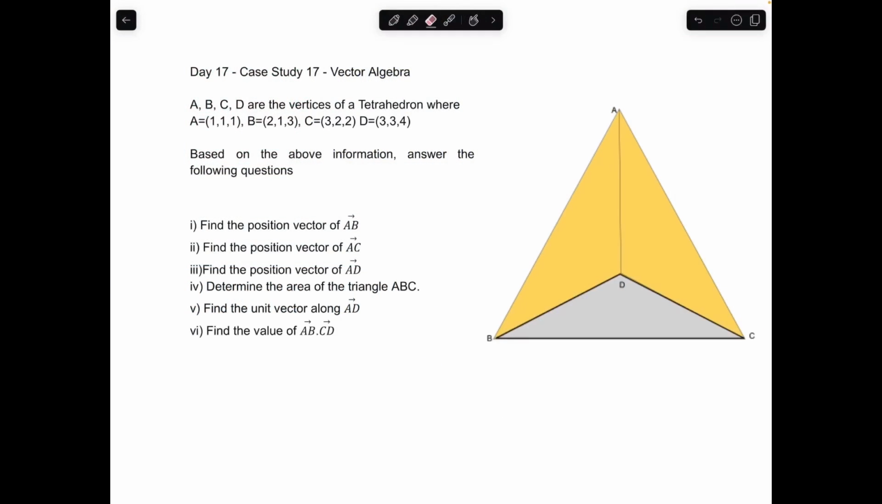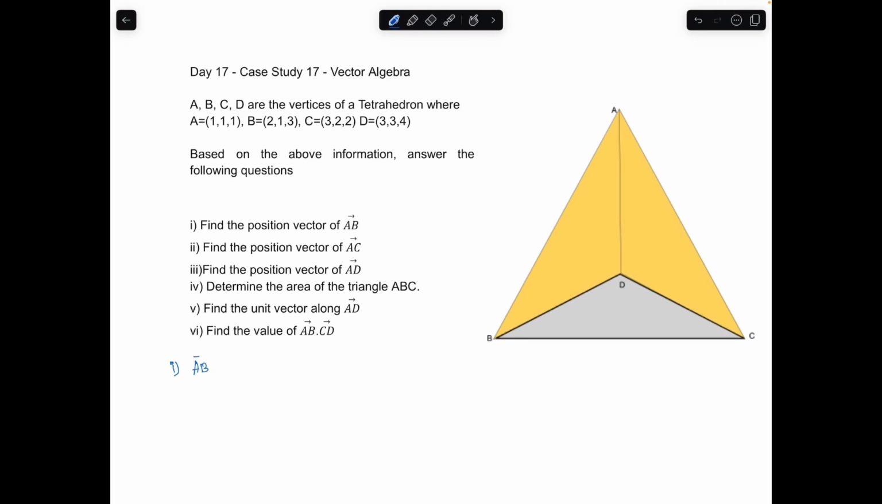The question goes like this: A, B, C, D are the vertices of a tetrahedron where A is given by (1, 1, 1), B is equal to (2, 1, 3), C is equal to (3, 2, 2), and D is equal to (3, 3, 4). Based on the above information, answer the following questions. First subdivision, find the position vector of AB.